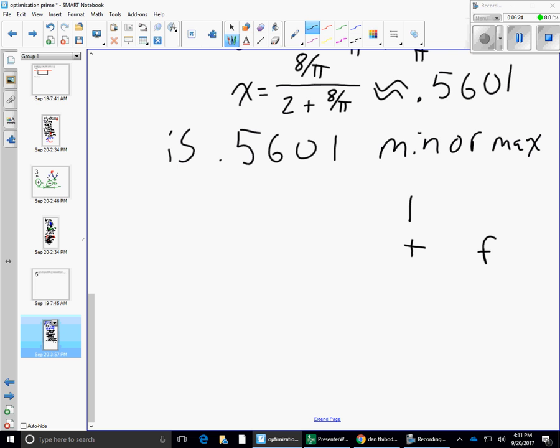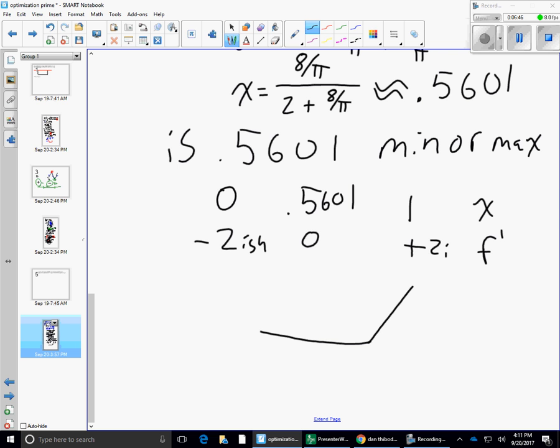So this is our f prime, this is our x, and this is what it looks like, so a positive slope. At 0.5601, I got a 0 slope, and then a little bit below at 0, I got that -2 or something, -2-ish. This was +2-ish, and we get that. So we have a minimum, right?